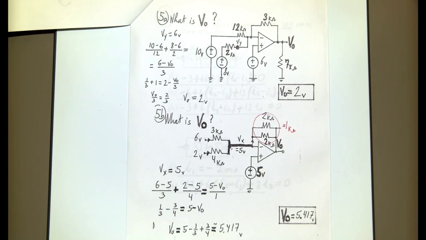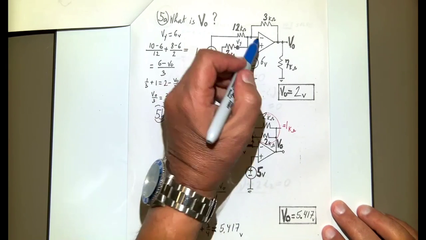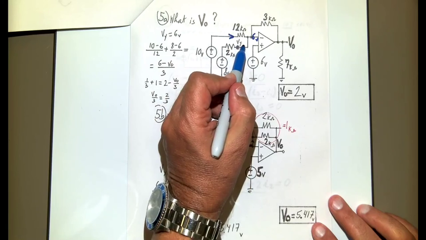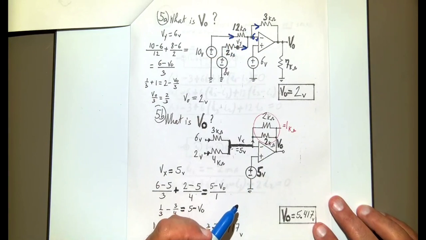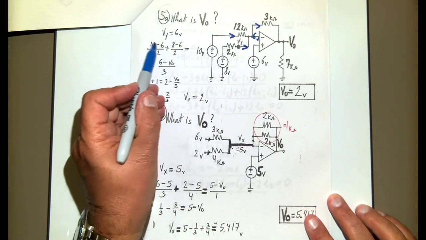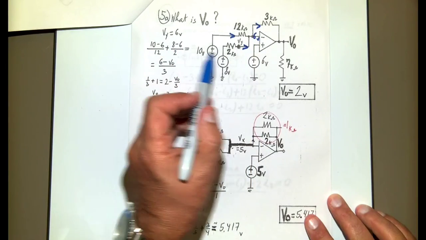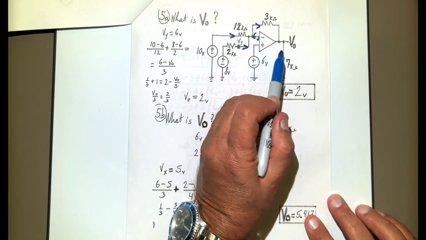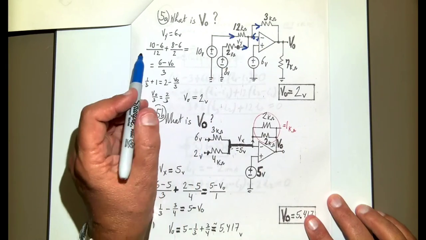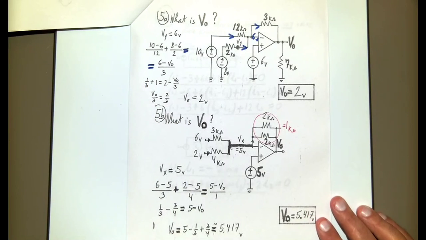Okay, so let's do it. If this is 6 volts, what's the voltage here? 6 volts. So you know that this current plus this current equals this current, correct? What is this current? 10 minus 6 over 12, this one. What is this current? 8 minus 6 over 2, this one. It equals 6 minus V out over 3. So this one equals that.